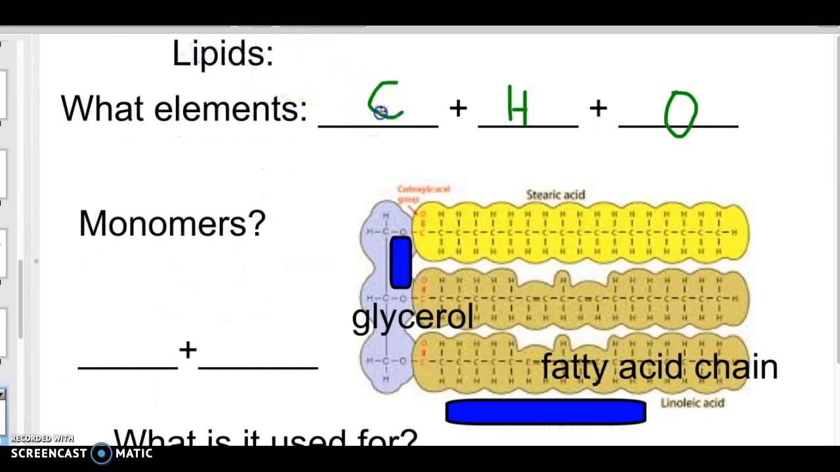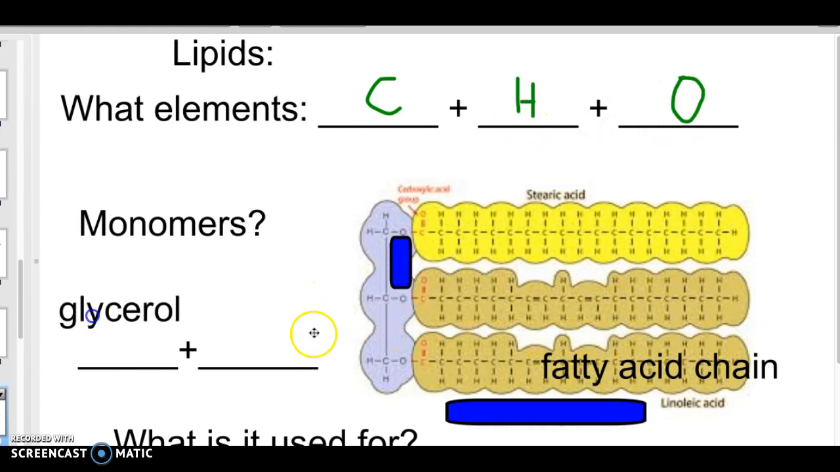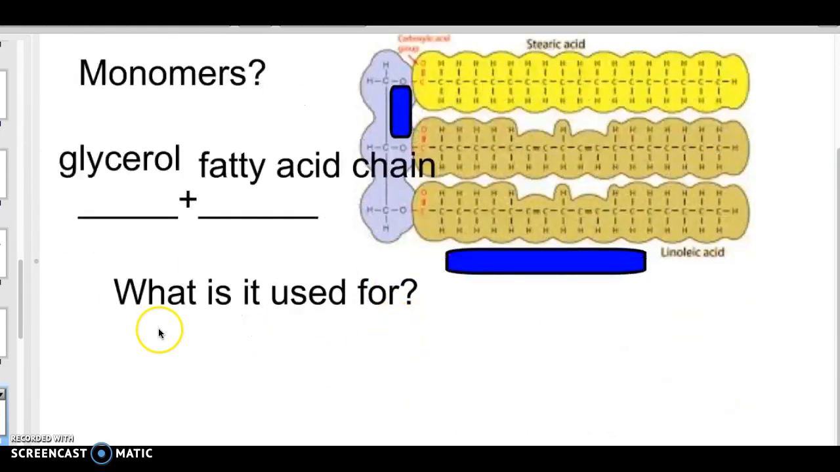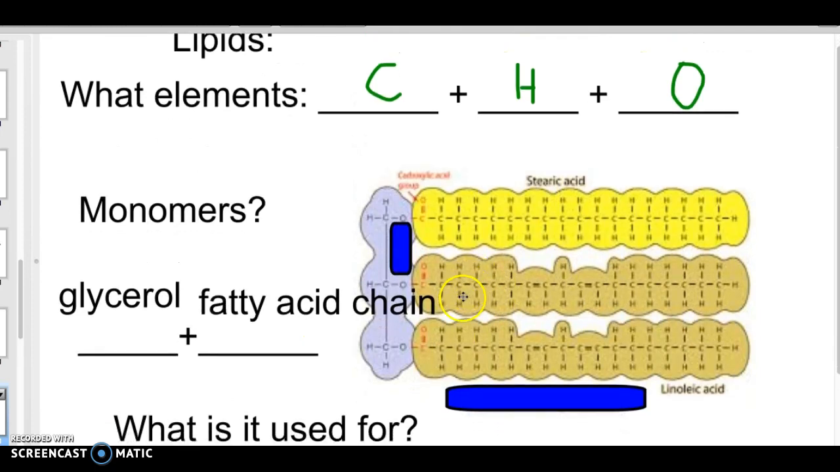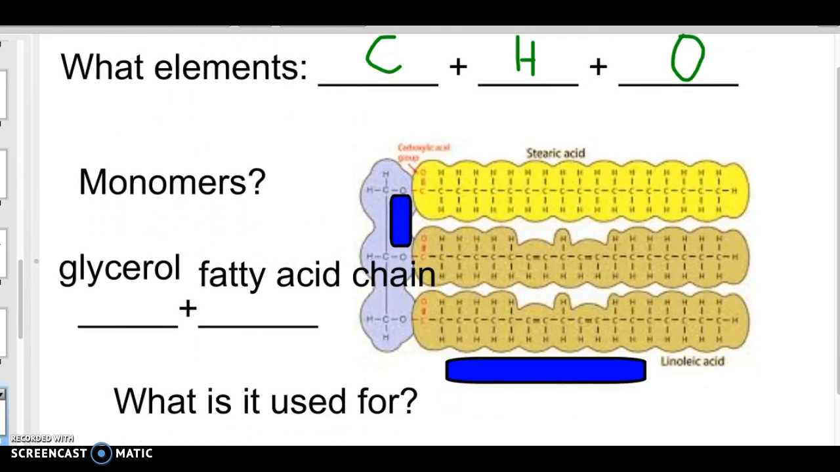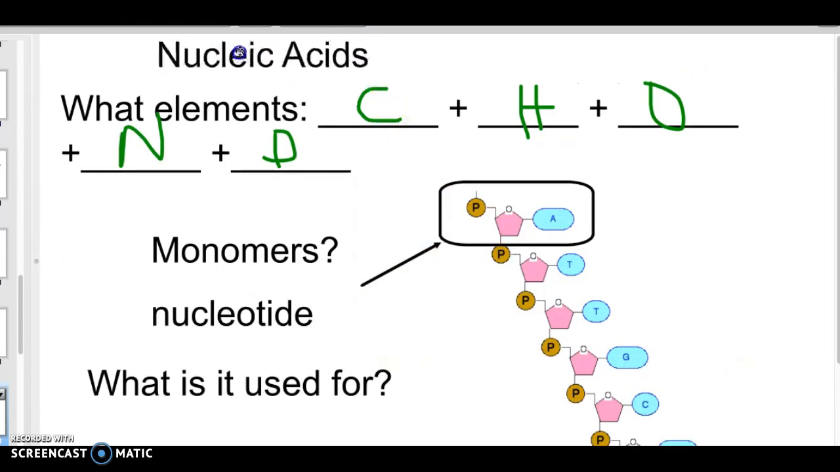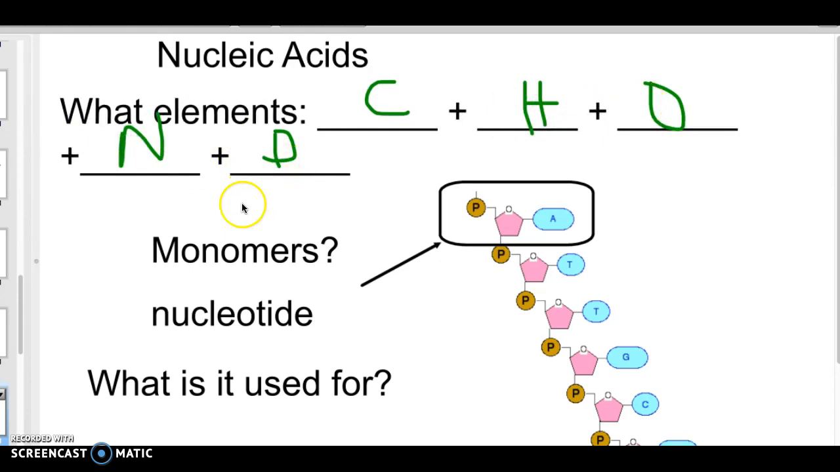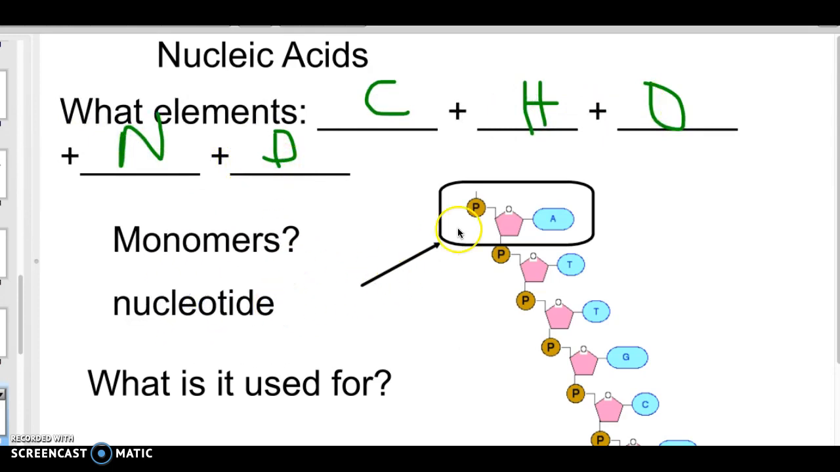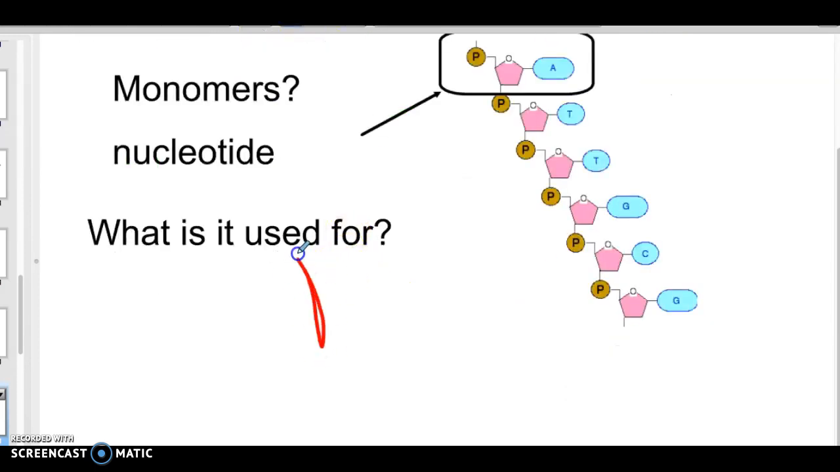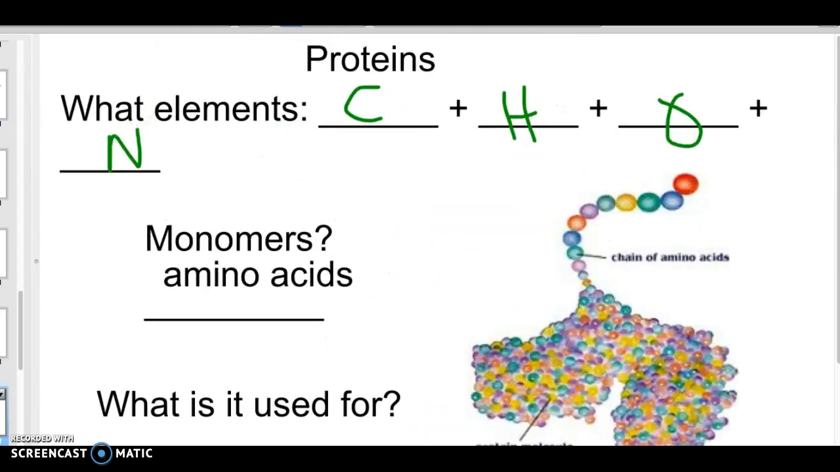Lipids, fats, remember they contain carbon, hydrogen, and oxygen. They have the monomer of glycerol and the fatty acid chains. They are used for a waterproof covering, they help make our cell membrane, and they help with food storage. Nucleic acids are made of carbon, hydrogen, oxygen, nitrogen, and phosphorus, the most atoms. Remember, they're made up of nucleotides. A bunch of nucleotides together make up DNA, which is our genetic information, and it's used to have inheritable traits passed down.